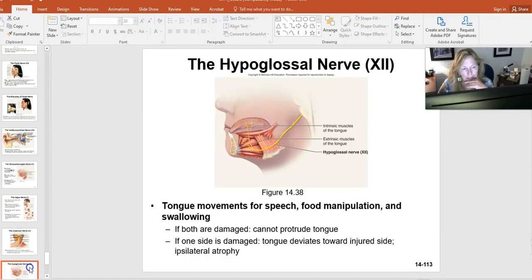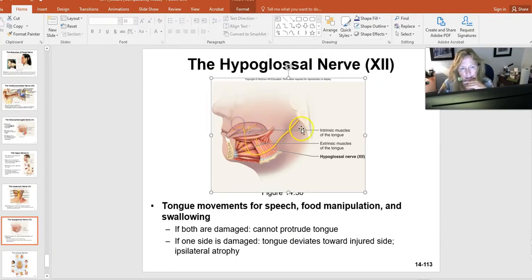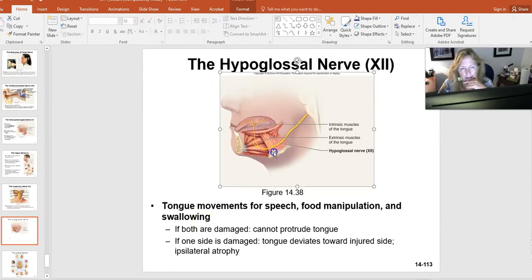accessory nerve. The hypoglossal nerve, again, below the tongue, innervating the tongue. And if this is damaged, then you can't stick your tongue out. And typically it's going to interfere with speech, food manipulation, and swallowing. And humans, you might be interested to know this, humans are very much at risk for choking.